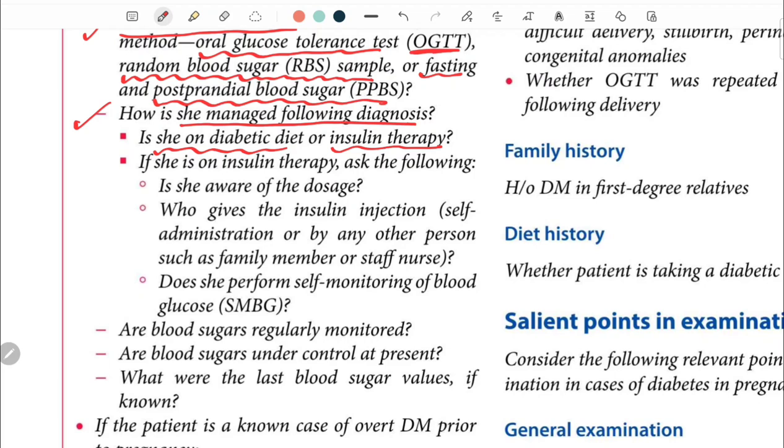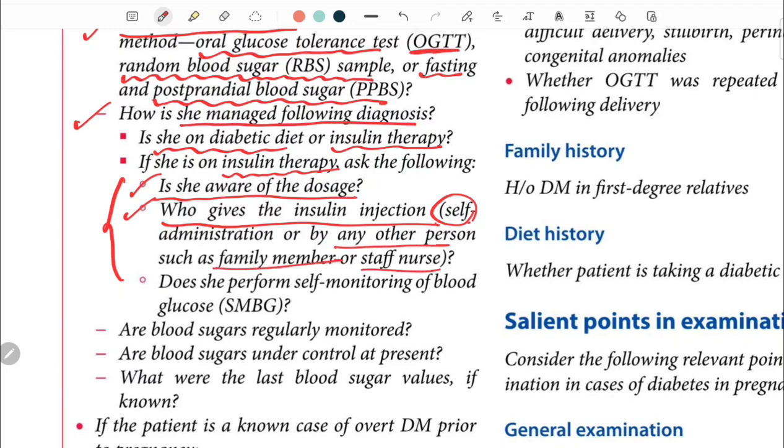If she is on insulin therapy, ask the following. If at all she says yes to insulin therapy, you need to ask: is she aware of the dosage that she is given? Who gives the insulin injection? Is it self administration or by any other person such as a family member or staff nurse? That is to be asked.